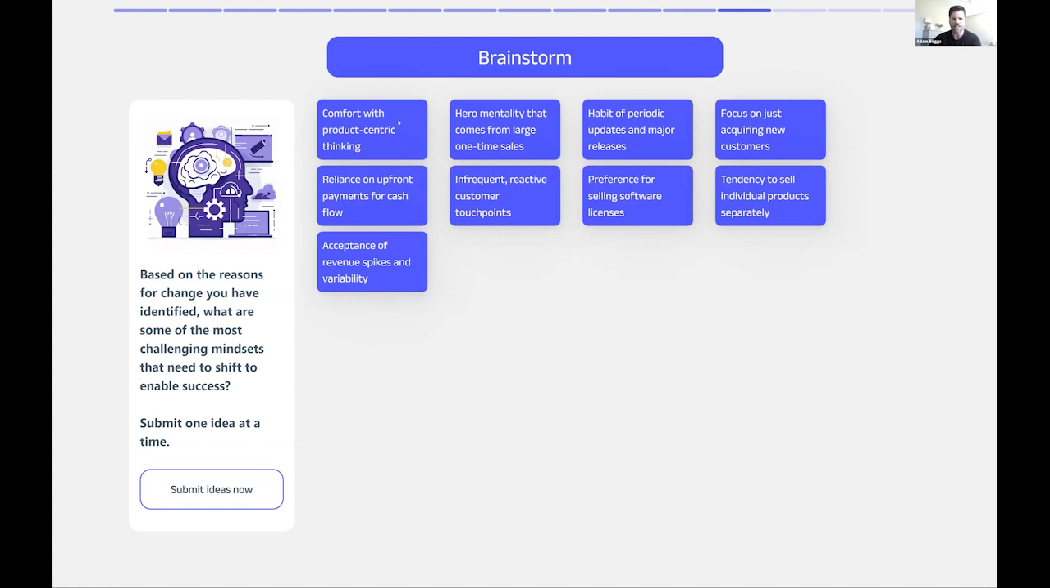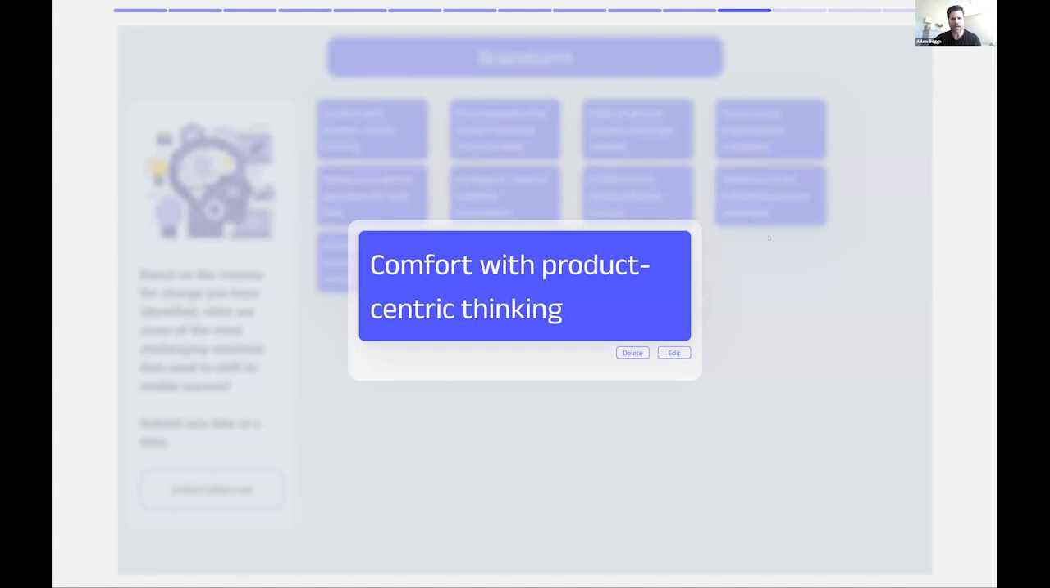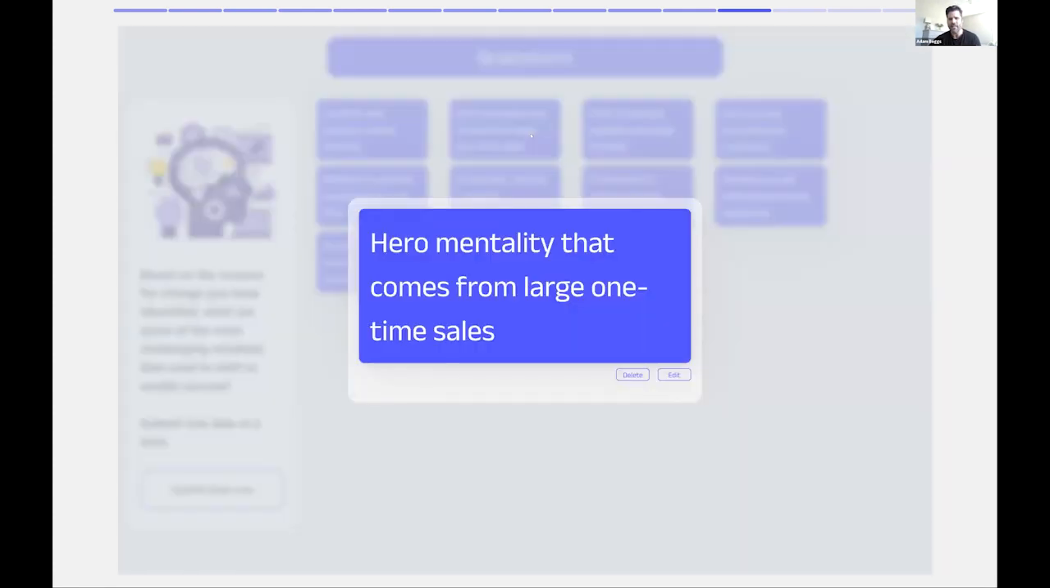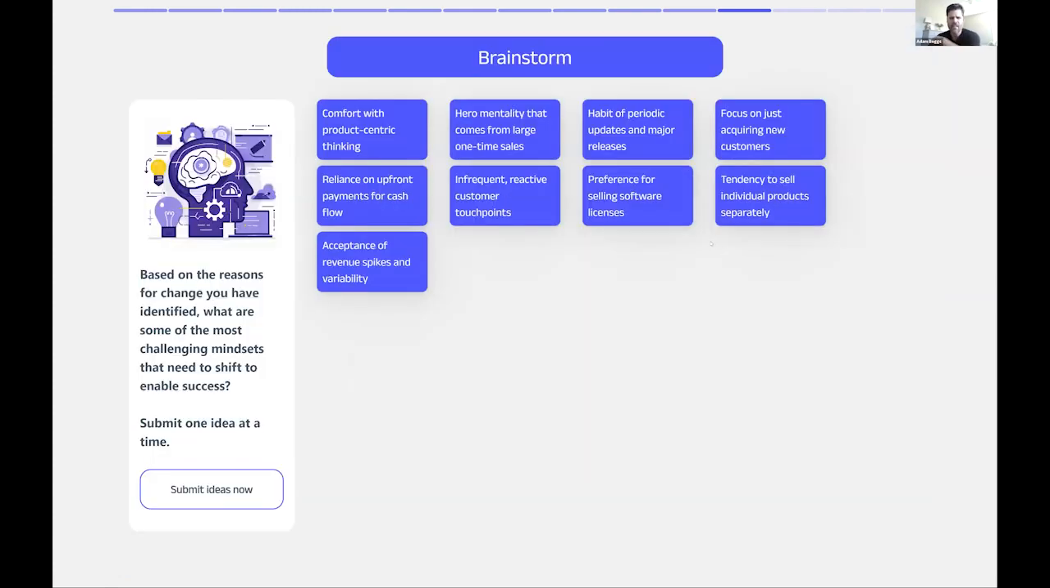And you'll notice that we're pretty comfortable today with product-centric thinking. I like this one, we have this hero mentality that comes from these large one-time deals, right? That jump in, that feels relevant for me. I thought you maybe would like this one here a little bit for yourself, this idea of infrequent, reactive customer touch points.